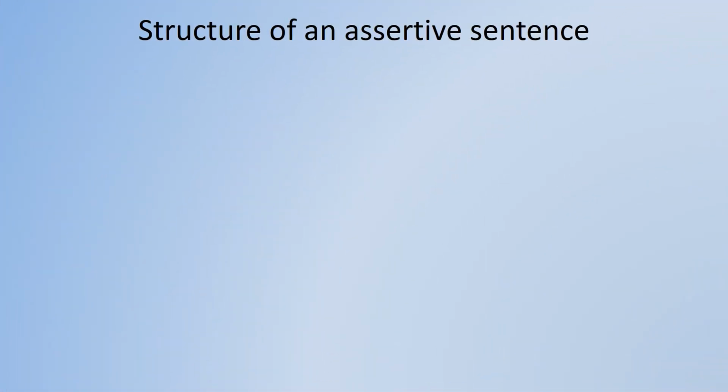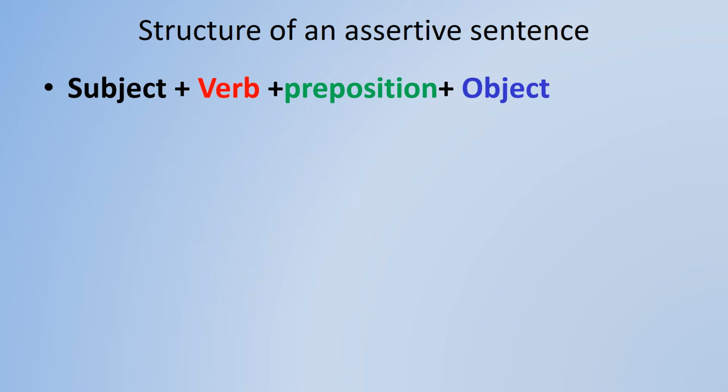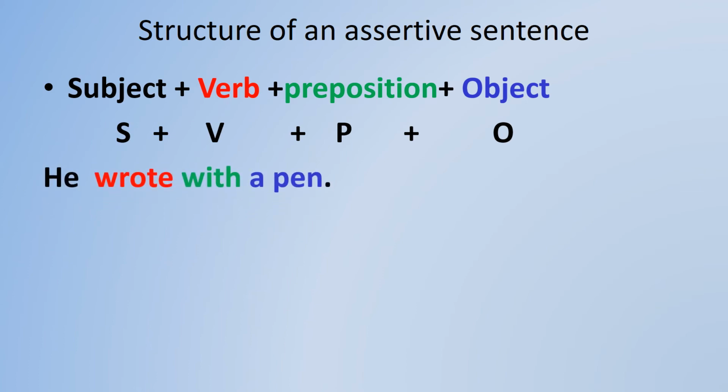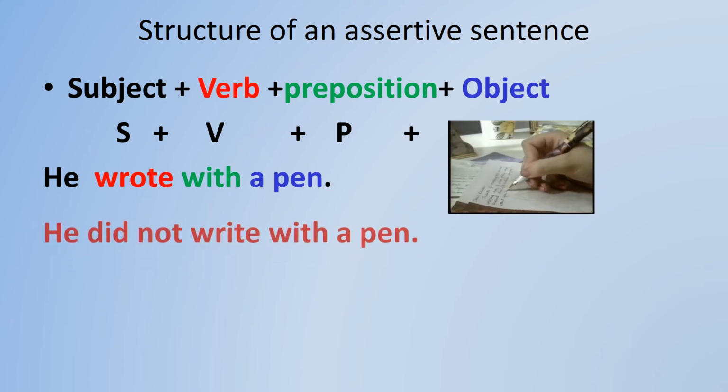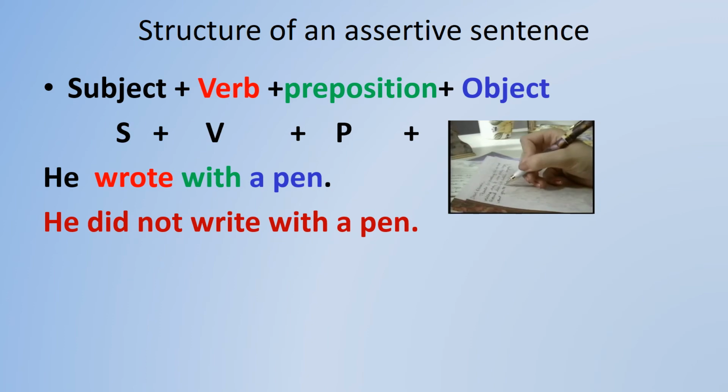The next type will be subject plus verb plus preposition plus object. We can call it SVPO. For example, he wrote with a pen. He is the subject, wrote is the verb, with is the preposition, a pen is the object. Now for negative again we follow the same pattern. We take out did from wrote. It becomes did plus write. He did not write with a pen.